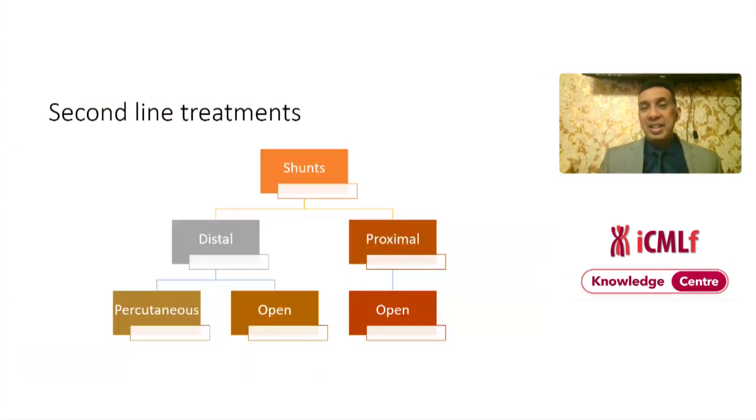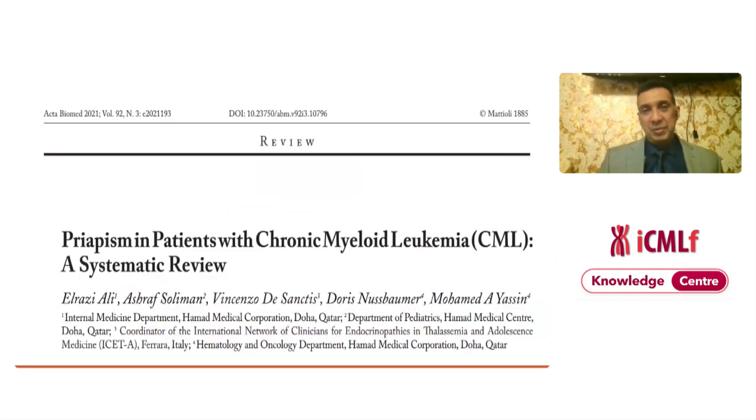The second line treatment will comprise shunts. These shunts can be proximal or distal. If the option is a proximal shunt, usually it's an open shunt. If it is distal, it can be done either percutaneously or as an open shunt.